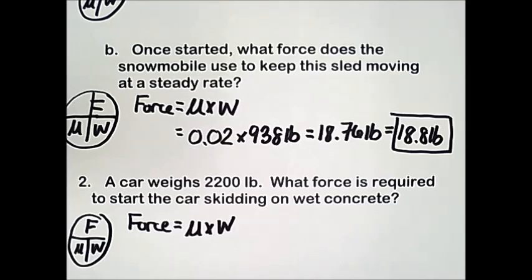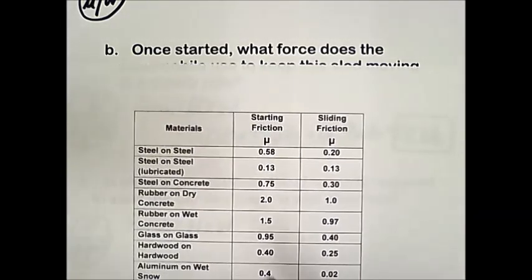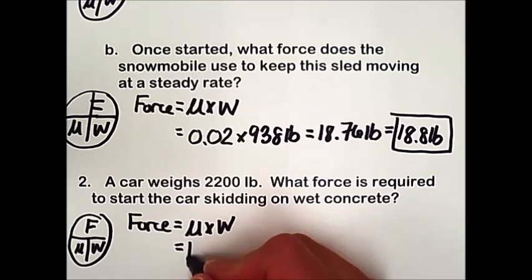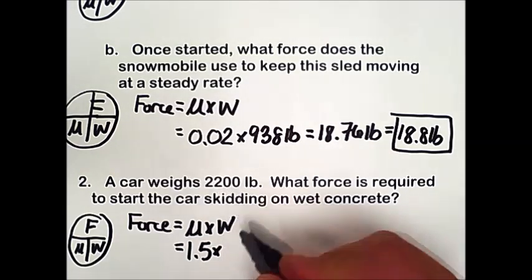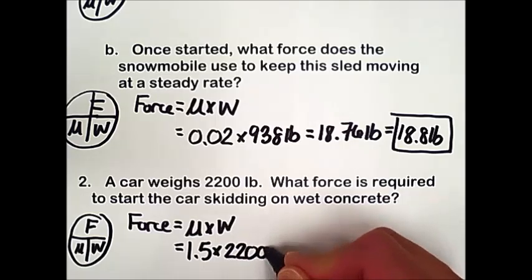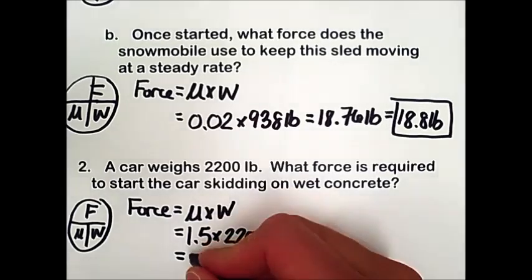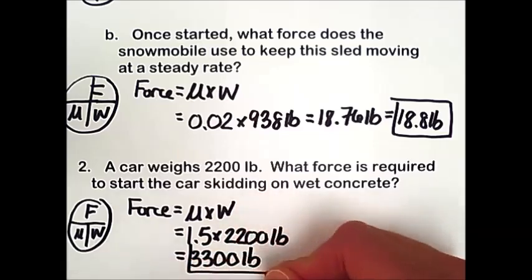So now we need a value of mu for wet concrete, and the car's tires are rubber. So we need rubber on wet concrete. So rubber on wet concrete, the starting friction value is 1.5. So 1.5 for mu. Our weight is 2,200 pounds. Multiplying those two numbers together, we get approximately 3,300 pounds of force.